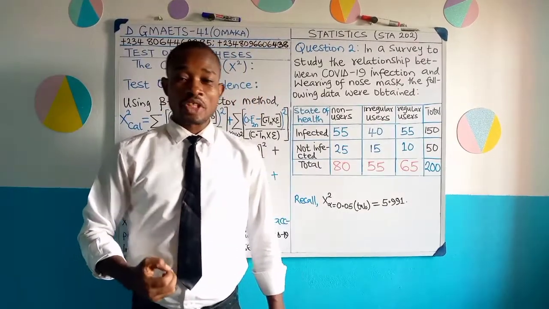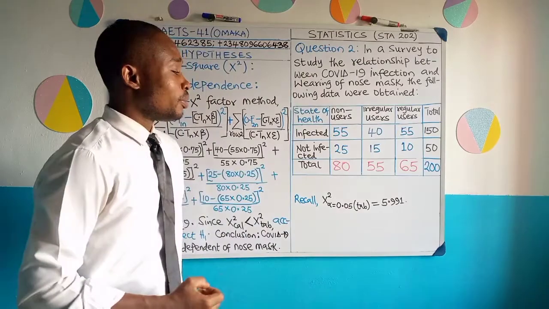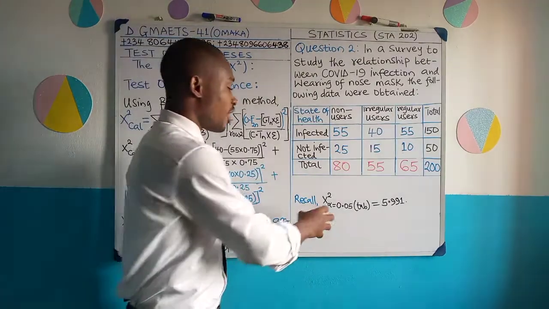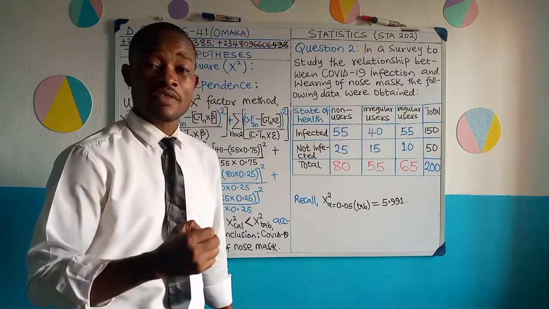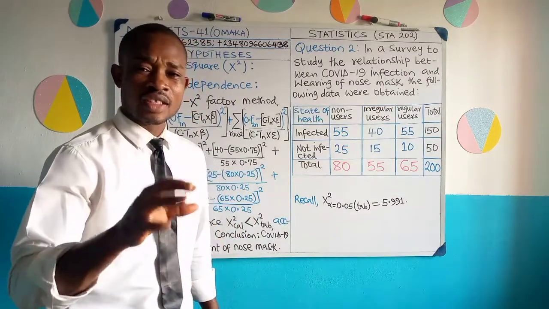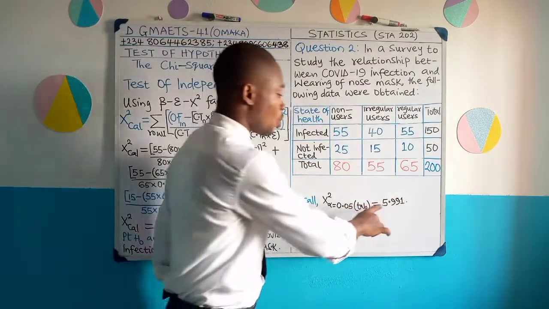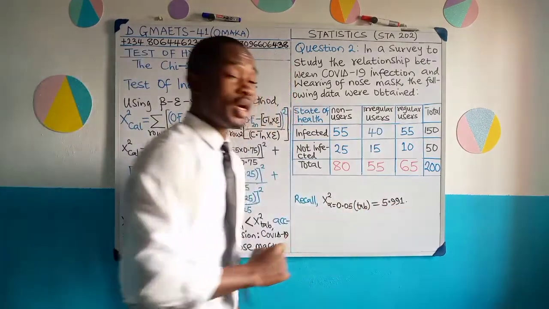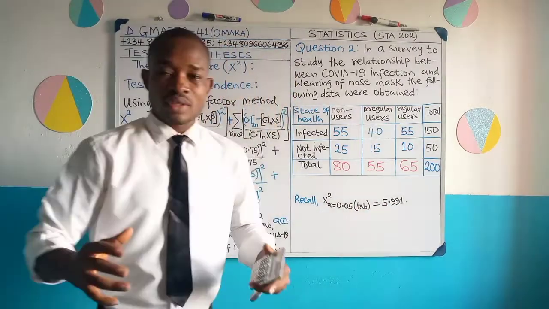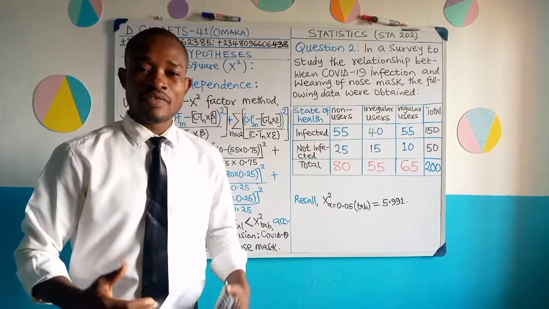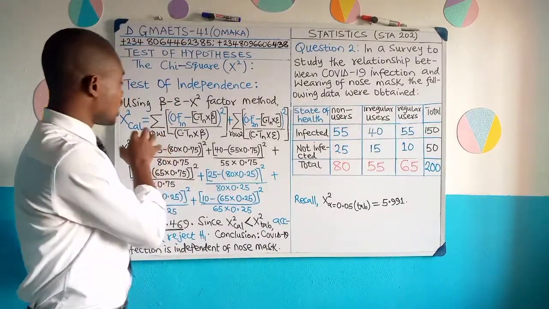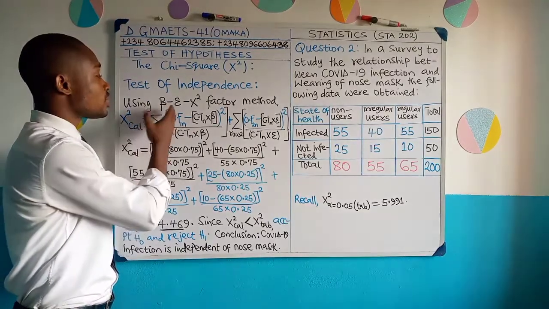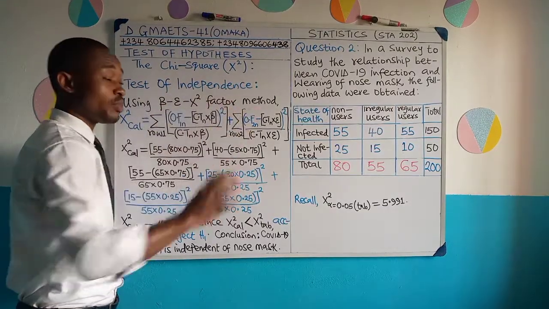You're welcome from the short break. Before the break, we obtained the value of chi-square tabulated at significance level of 0.05 and degree of freedom 2 to be equal to 5.991. We now wish to determine the value of chi-square calculated. Alright? To get chi-square calculated, we use the beta epsilon chi-square factor method.